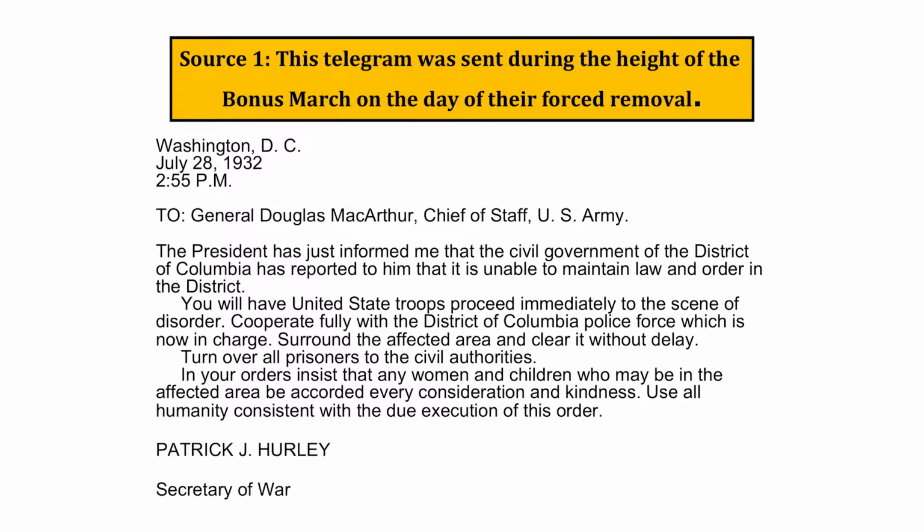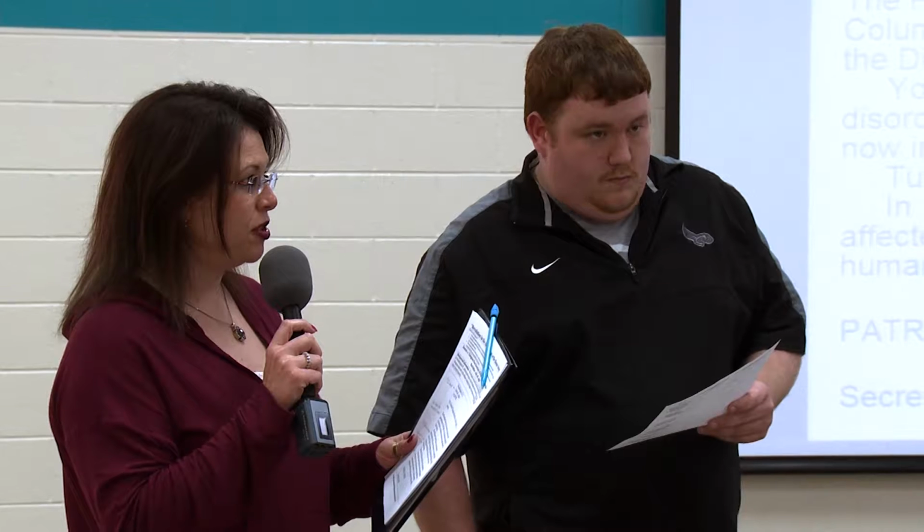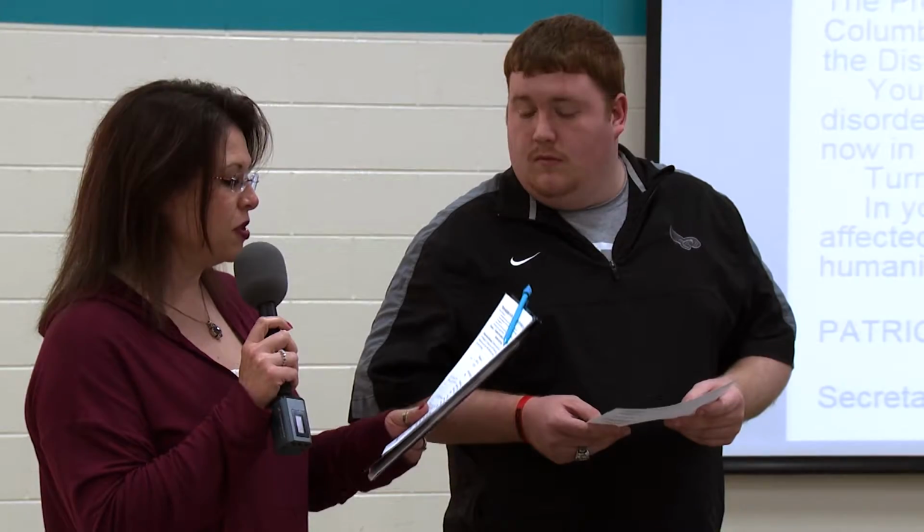All right. And so according to your source, first off, who's responsible for removing the bonus army? We had a lot of debate about this. The first paragraph of the telegram said the President has informed Hurley, Secretary of War, that the civil government is unable to maintain law and order. The next paragraph indicates that MacArthur is to cooperate fully with the District of Columbia Police Force, which is now in charge. So we feel that this is putting the responsibility directly on the police force, and MacArthur is given the instruction to work fully with the police who are in charge.